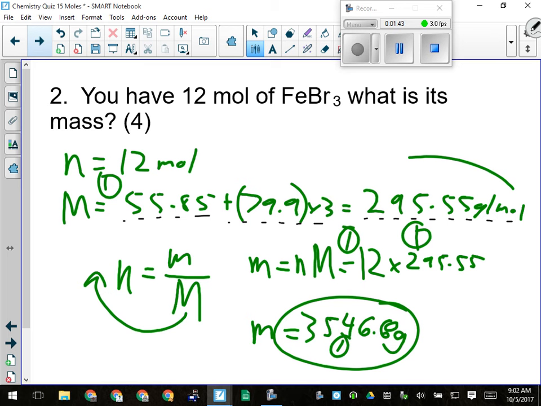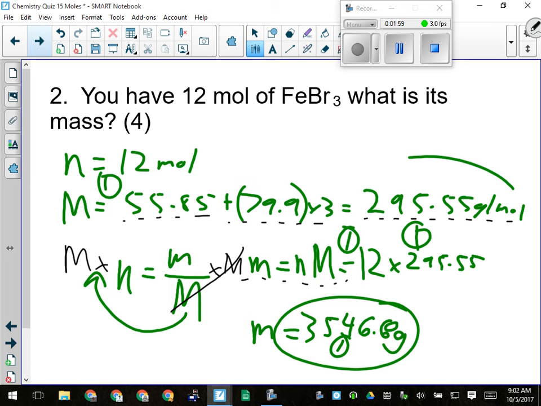Okay, we're looking for the mass, which means we need to manipulate the mole equation for little m. So we multiply both sides by big M. That brings big M over to this side here. So if they have the manipulation, they can have a mark for that. Okay, so that's right there.